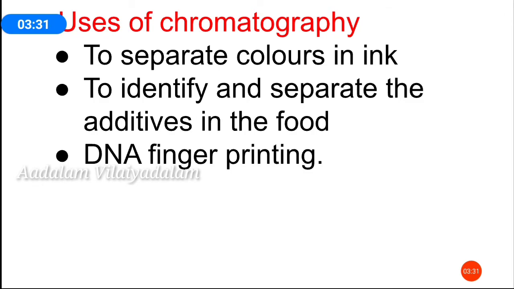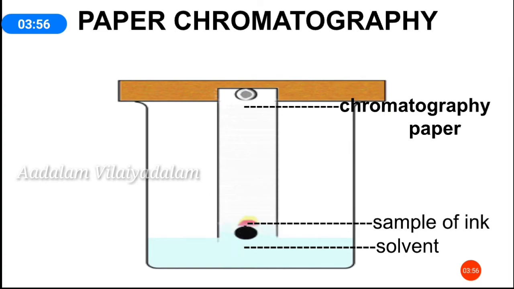Uses of chromatography. Chromatography has various applications. It is used for the separation of different colors of ink. It is also used to identify and separate the preservatives and additives added in the food items. It is also used in DNA fingerprinting and bioinformatics. There are four main types of chromatography. These are liquid chromatography, gas chromatography, thin layer chromatography and paper chromatography.